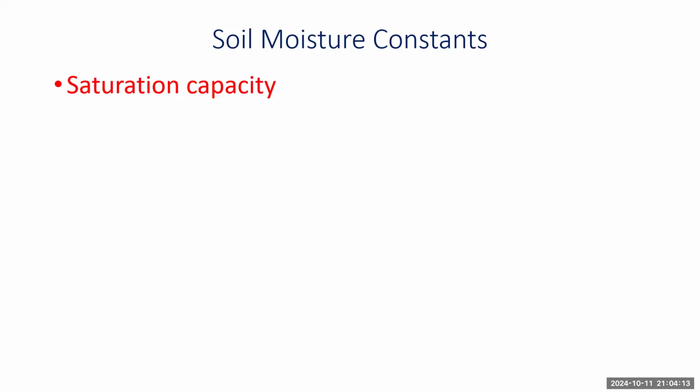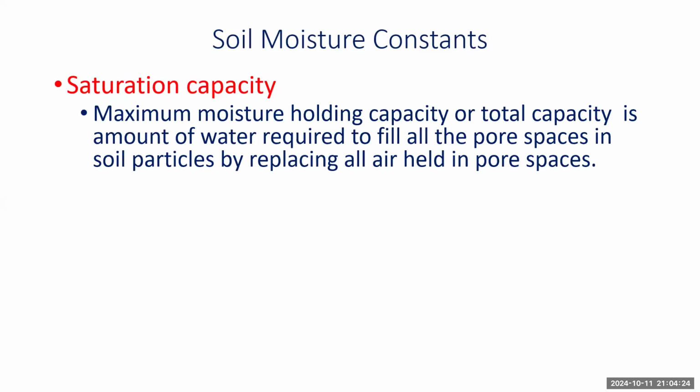And now we are going to discuss the soil moisture constant. So there are a number of soil moisture constants. In that, the first is the saturation capacity. So what is saturation capacity? Maximum moisture holding capacity or total capacity is the amount of water required to fill all the pore spaces in soil particles by replacing all air held in pore spaces.